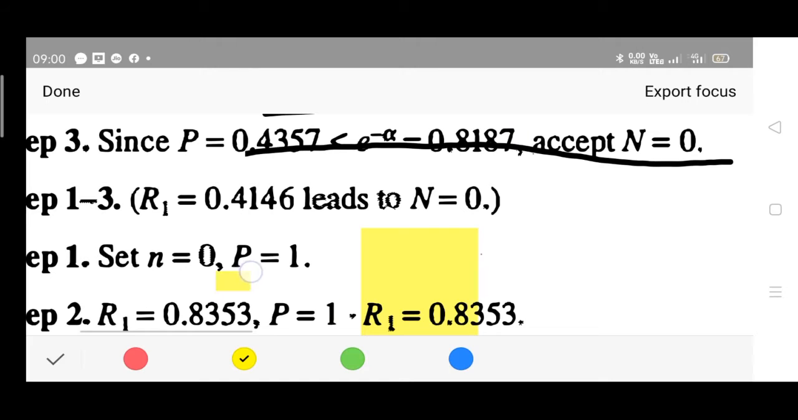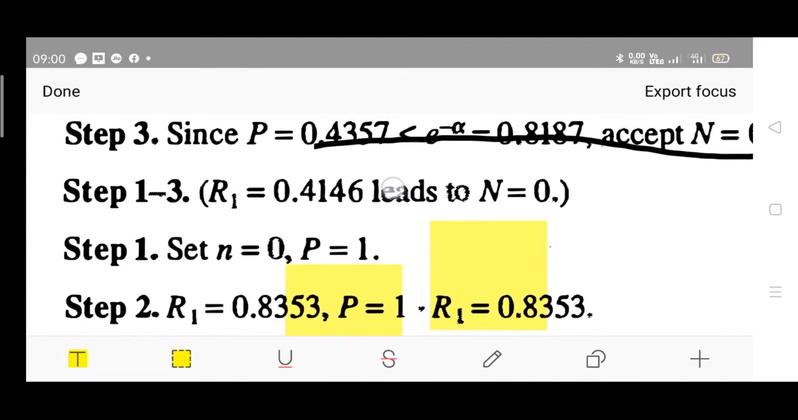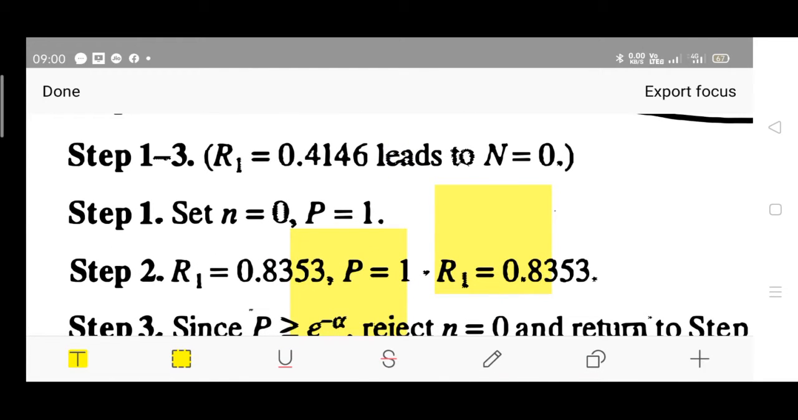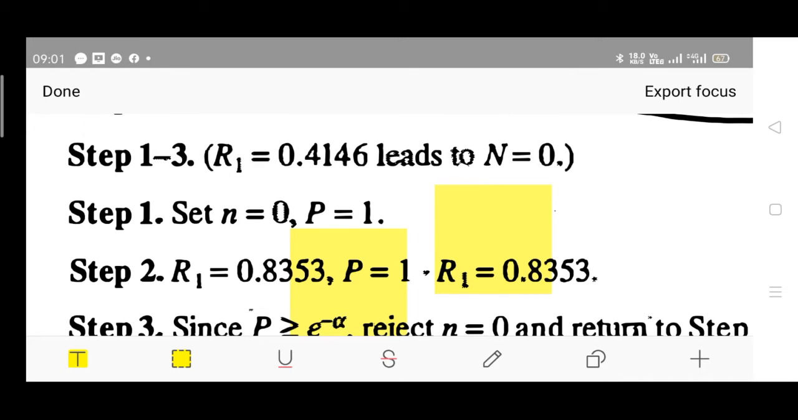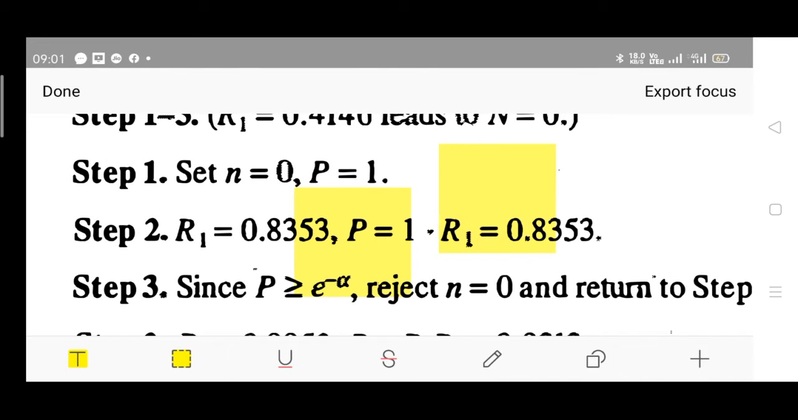You have to again do the initialization: set n equal to 0, p equal to 1. Since the test was accepted at n equal to 0, the next random number given is 0.8353. The new value of p is to be computed in the same way, 1 into r1. What is r1? 0.8353, right? So what will the new value be?